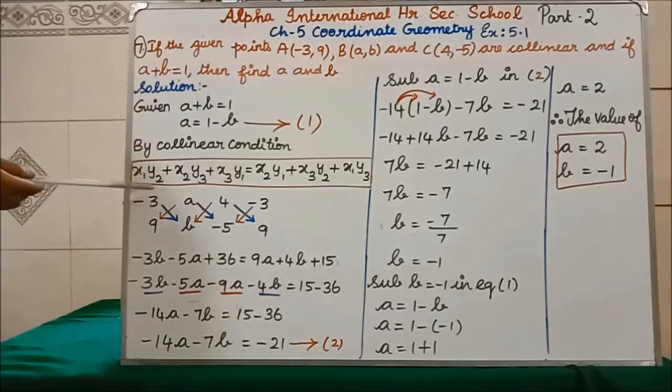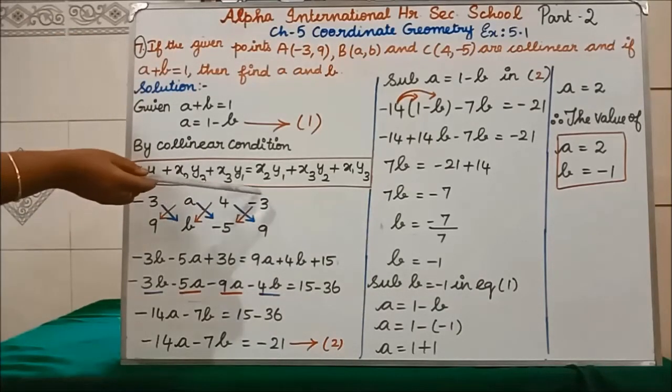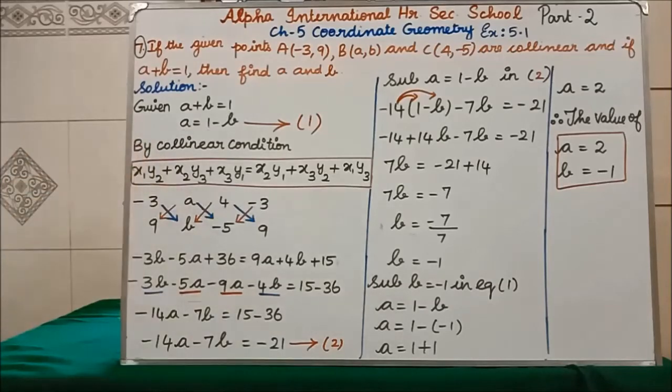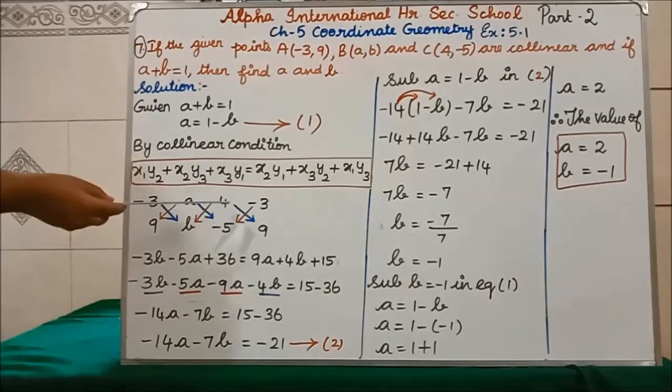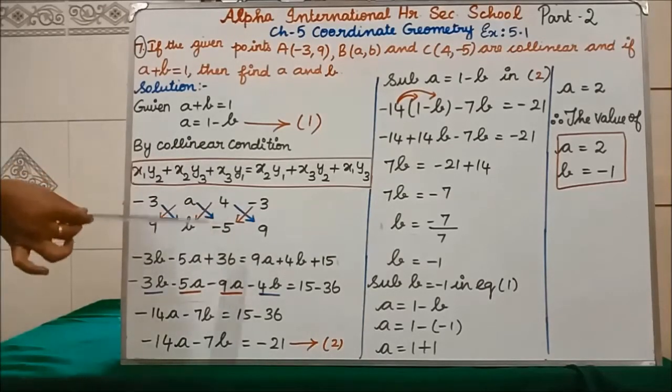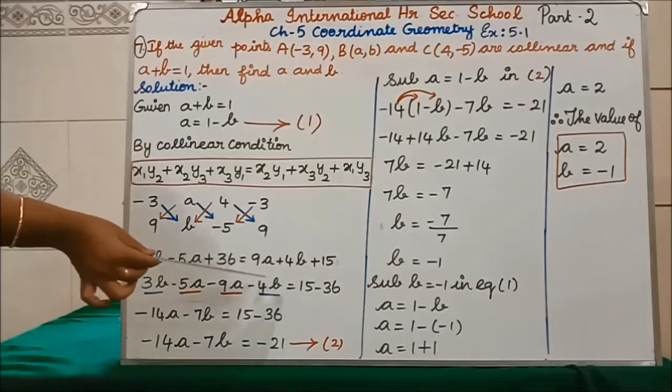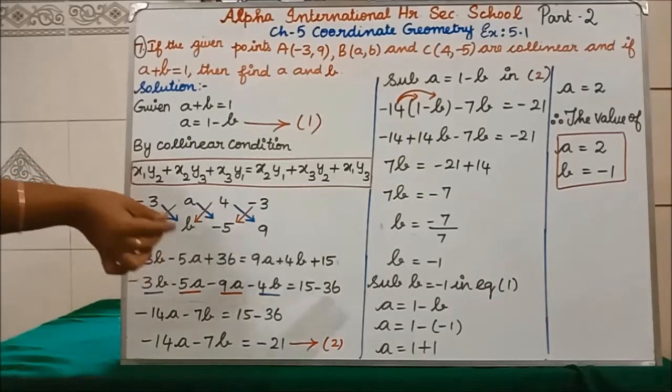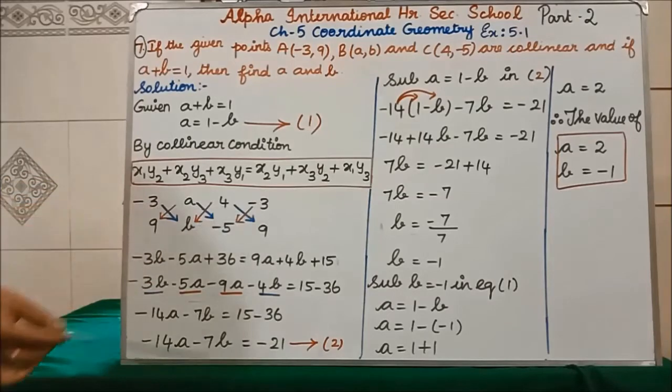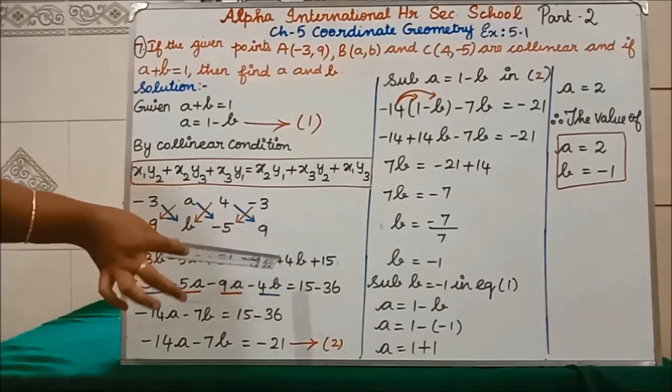Next, what you have to write? The first term again you have to write, -3, 9. How we did it in quadrilateral? The same. How we did it in triangle? The same only. -3 into b is -3b, a into -5 is -5a, 4 into 9 is 36. Clear? Then equal to 9 into a is 9a, 4 into b is plus 4b, minus 3 into -5 is plus 15.